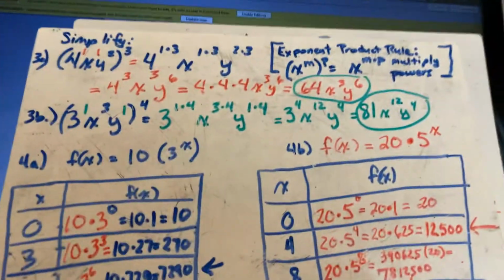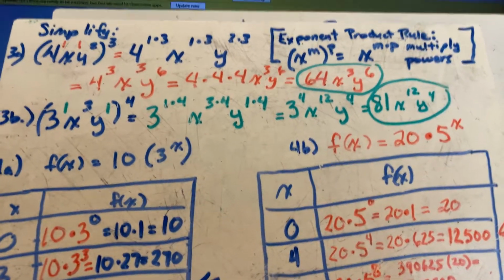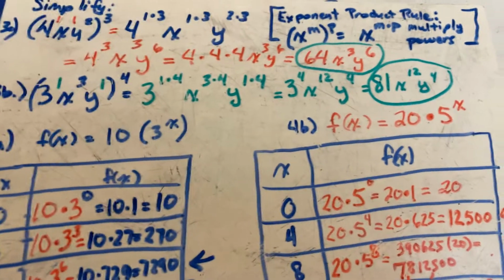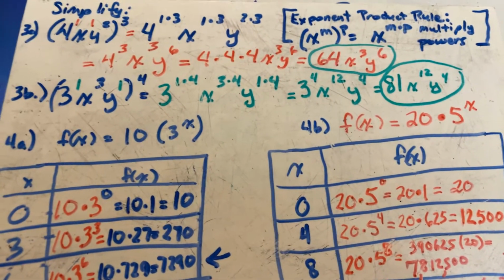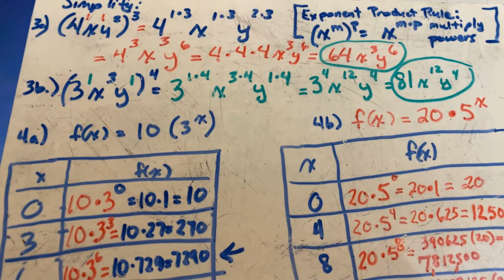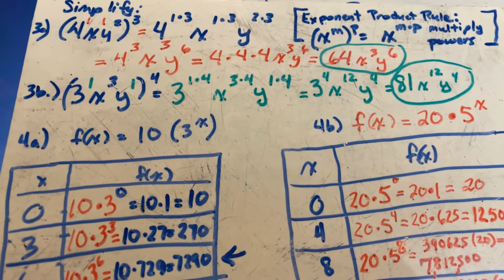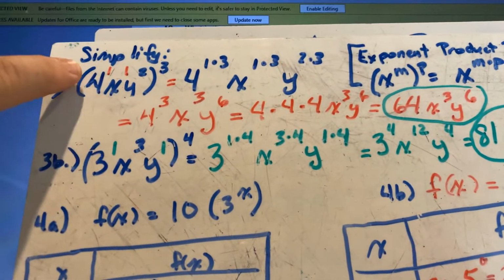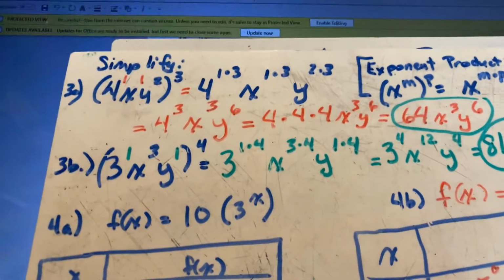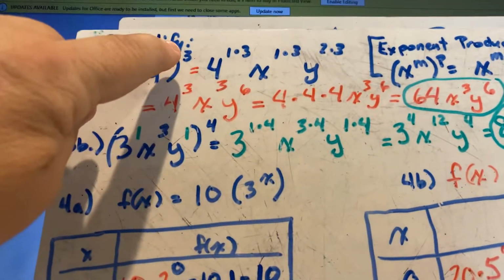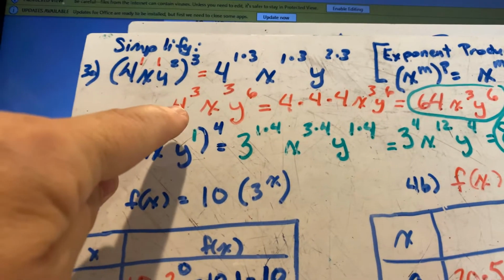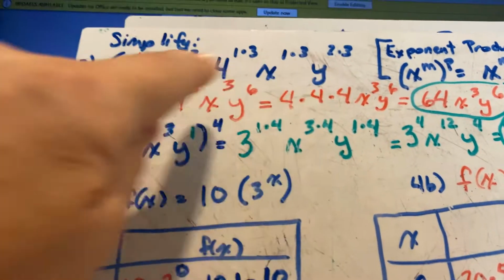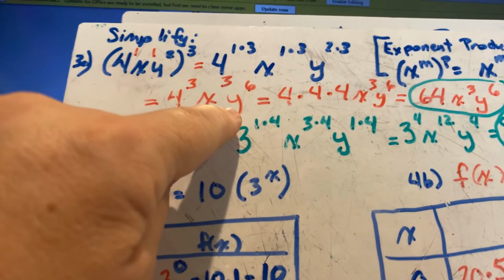Number 3 is just simplifying an expression. So the rule, the exponent product rule, is x to the m raised to the p is x to the m times p. Again, that's the product rule for exponents, and we simply multiply the powers. If you recall, I tell you whenever you're missing an exponent, please put in a 1. So 1 times 3 gives me 4 to the third power. 1 times 3 for the x gives me x to the third power. 2 times 3 gives me y to the sixth power.